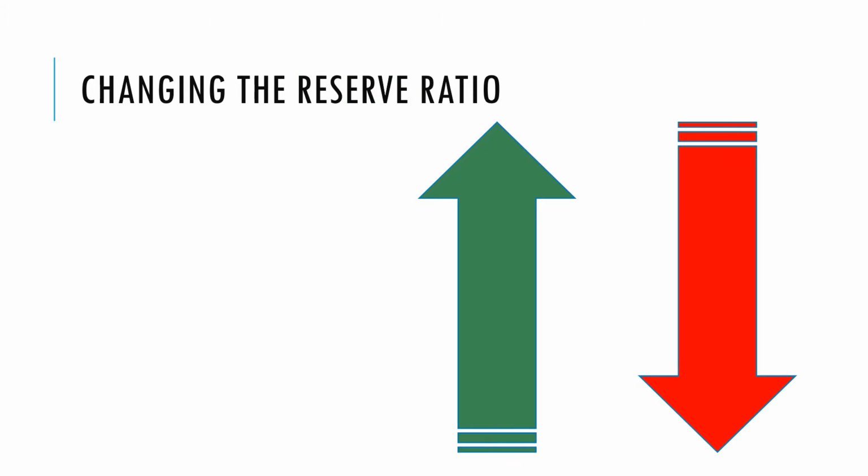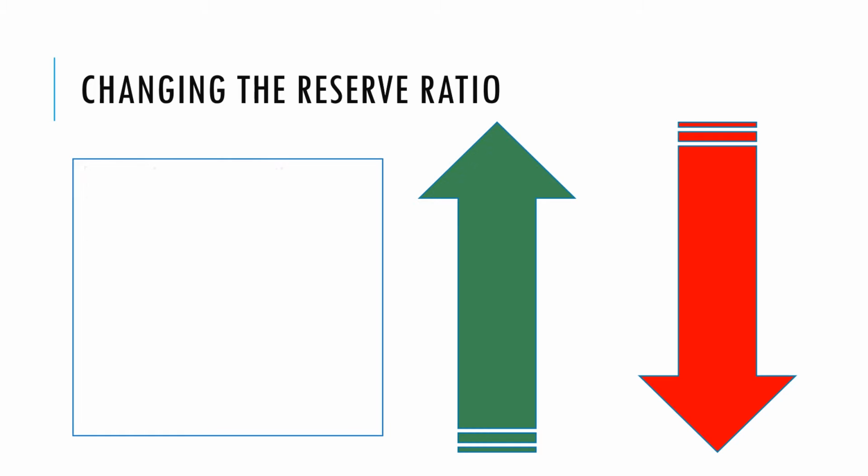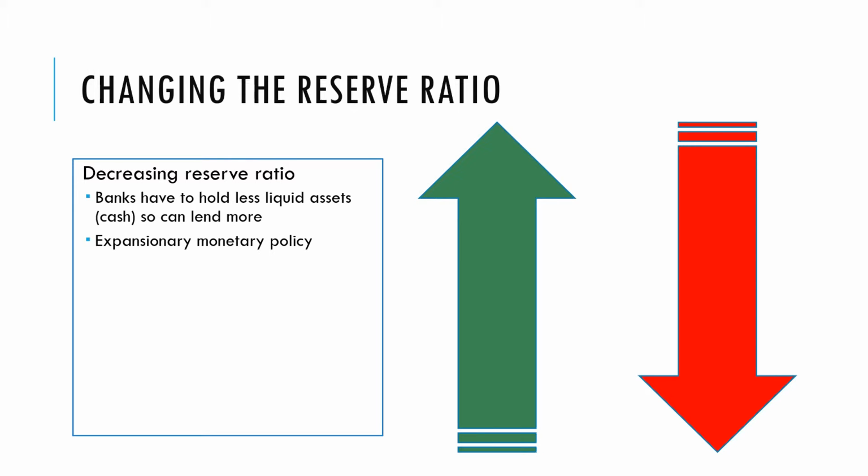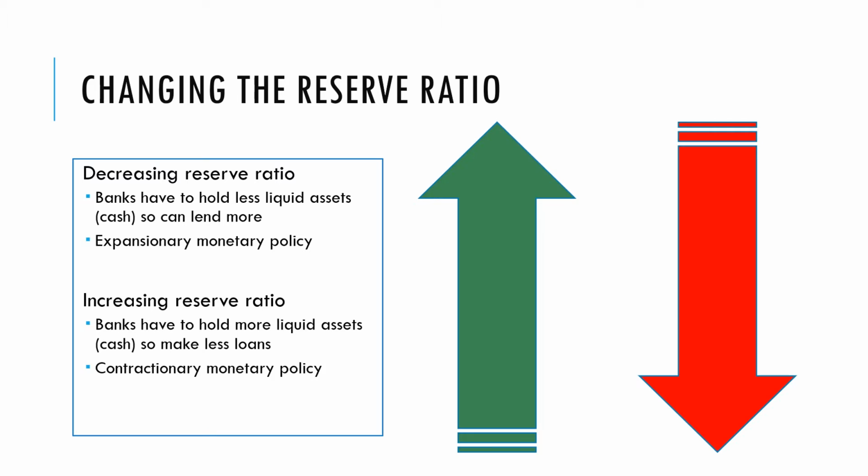So what's the impact of changing the reserve ratio? Well, if we decrease the reserve ratio, so banks have to hold less of depositors' money and notes in their vaults or within their businesses, then they can lend out more. And so this will lead to more investment, more borrowing, more consumption. We call this expansionary monetary policy. Increasing the reserve ratio will have the opposite effect. Banks have to hold more of depositors' money in the bank and can't lend out as much. So this would mean less borrowing, less investment, less consumption, and would be contractionary monetary policy.